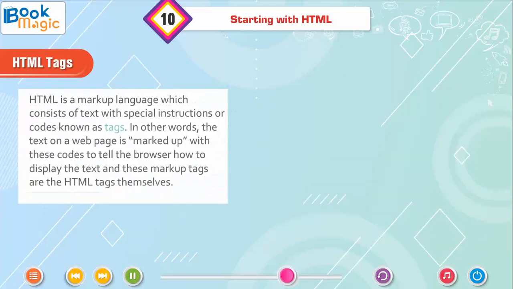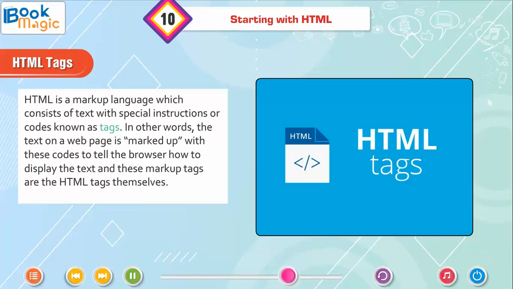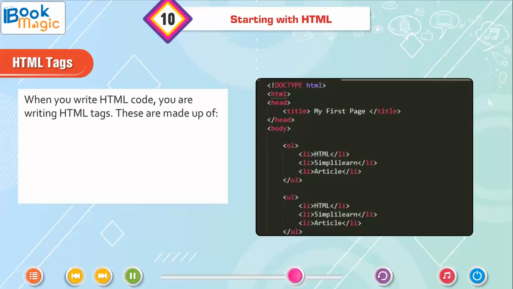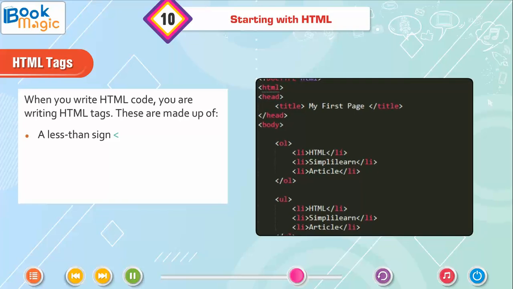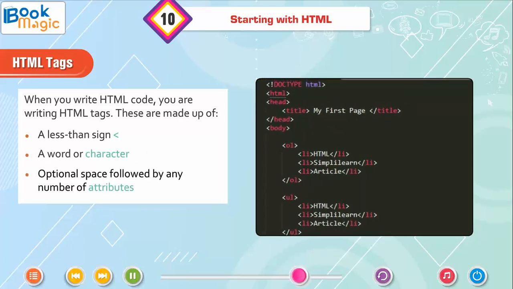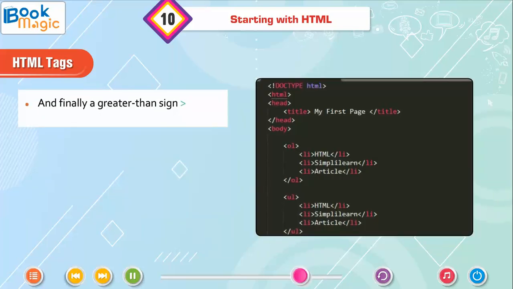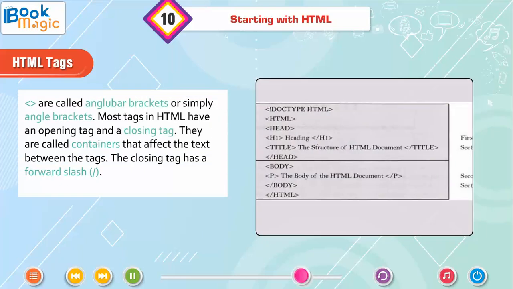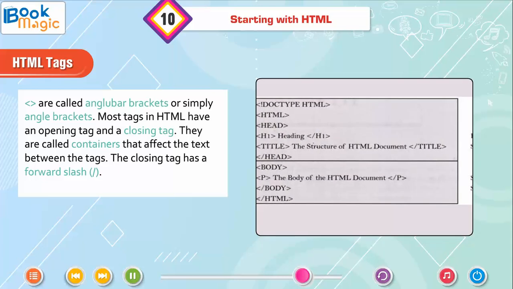HTML tags. HTML is a markup language which consists of text with special instructions or codes known as tags. In other words, the text on a web page is marked up with these codes to tell the browser how to display the text, and these markup tags are the HTML tags themselves. When you write HTML code, you are writing HTML tags. These are made up of a less than sign, a word or character, optional space followed by any number of attributes, and finally a greater than sign, called angular brackets or simply angle brackets.